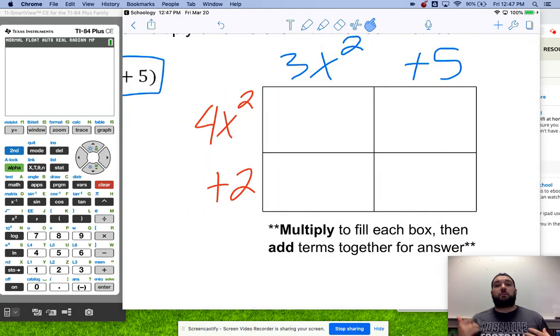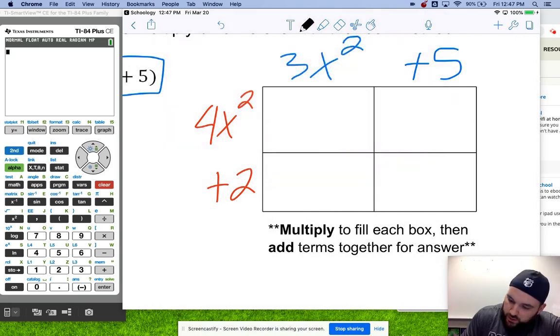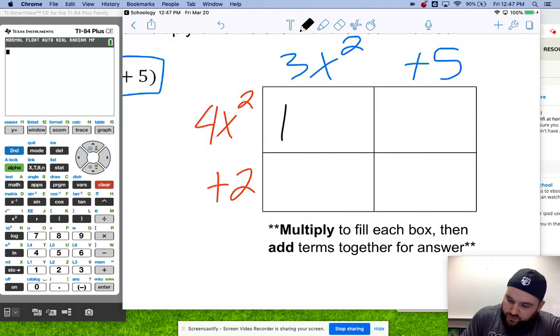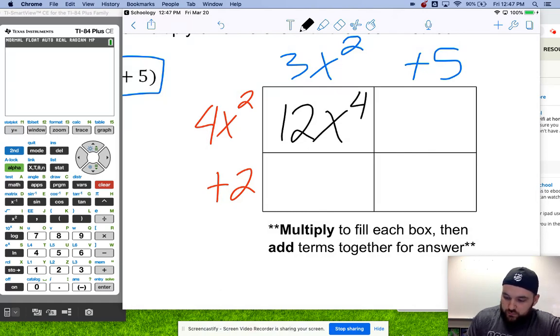Now I'm going to fill each box in by multiplying what's to the left of it and then what's above it. So to fill in box number 1, the upper left-hand box, 3 times 4 is 12. x squared times x squared is x to the 4th. And then to fill the upper right-hand box, I'm doing 4x to the second times positive 5. Well, 4 times 5 is 20.